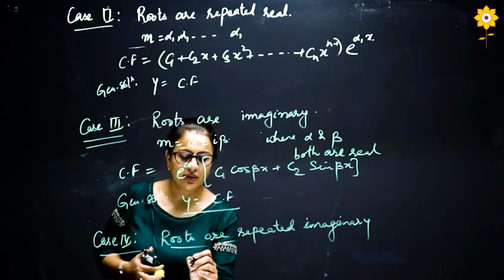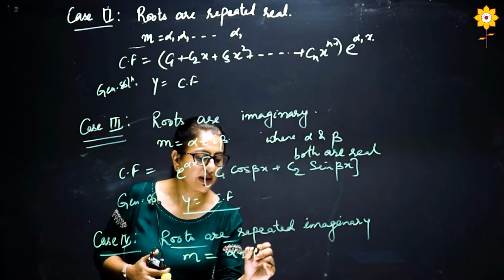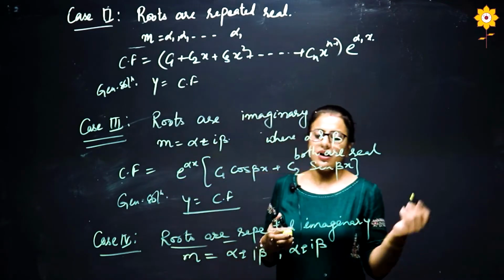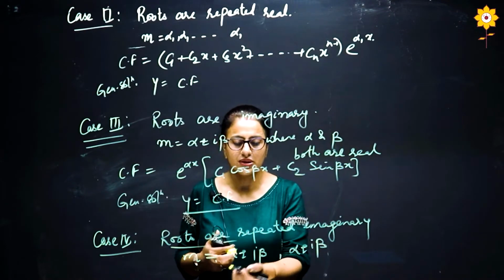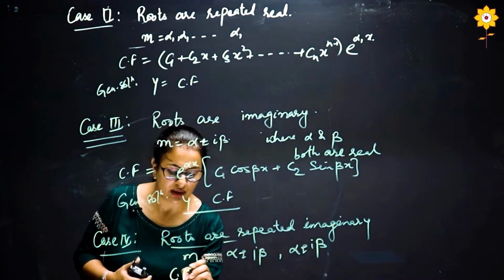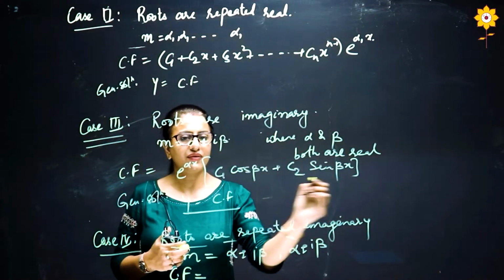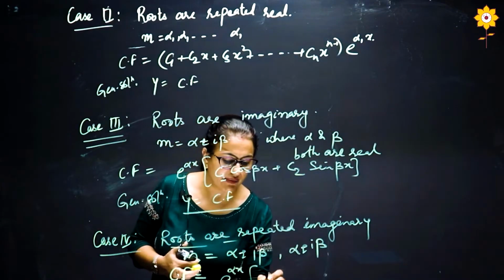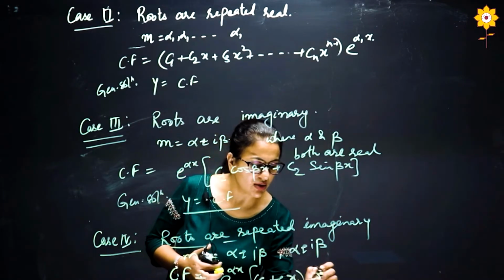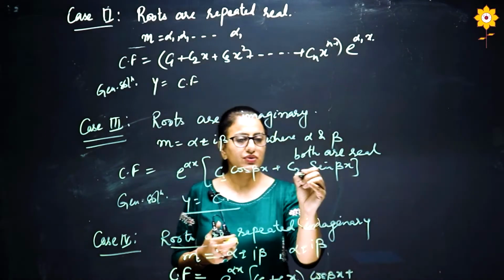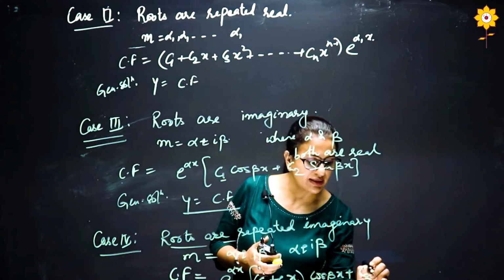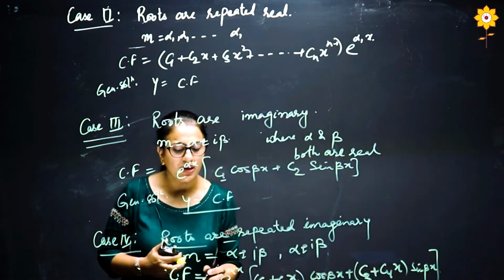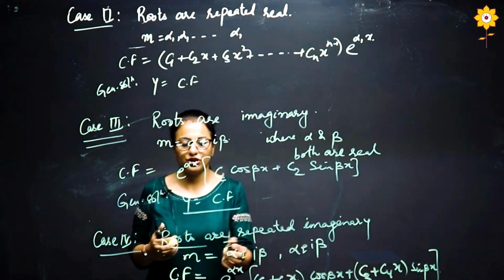Now let me move to the next case, which is case number 4. Suppose our roots are repeated imaginary: m is alpha plus minus i beta and alpha plus minus i beta. This can happen if we have a fourth order equation and after solving it we get the same roots. Then the formula for the CF needs 2 new constants. I'll write e raised to alpha x, then C1 plus C2x times cos of beta x, plus, introducing new constants for sin beta, C3 plus C4x times sin of beta x.